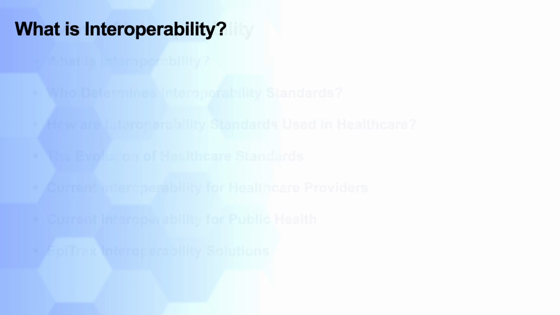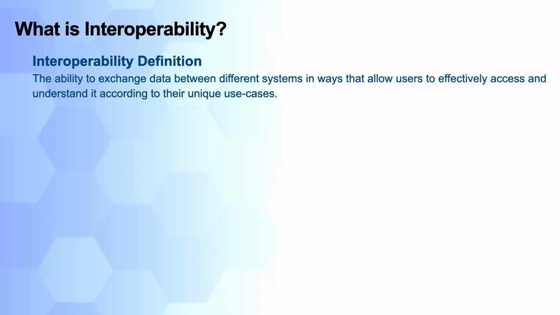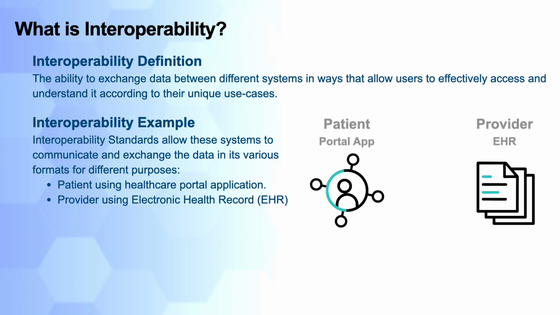The first step towards understanding a topic is to define it. Interoperability is defined as the ability to exchange data between different types of healthcare systems. This enables users to access and understand that data in accordance with the use cases that best fit their roles. For example, a patient accessing their own personal healthcare information on a patient portal website or mobile app may use this data differently than the providers who originally entered it as part of their electronic health record or EHR.